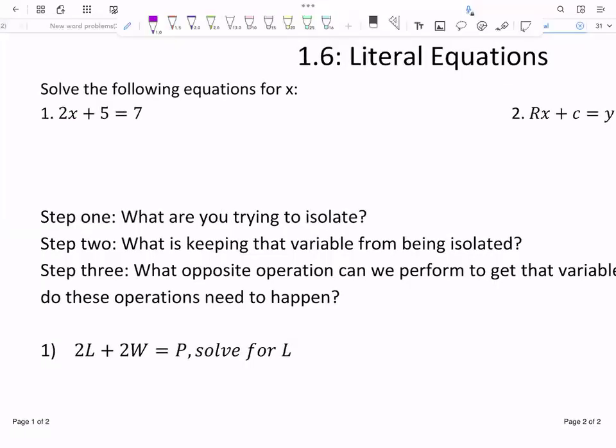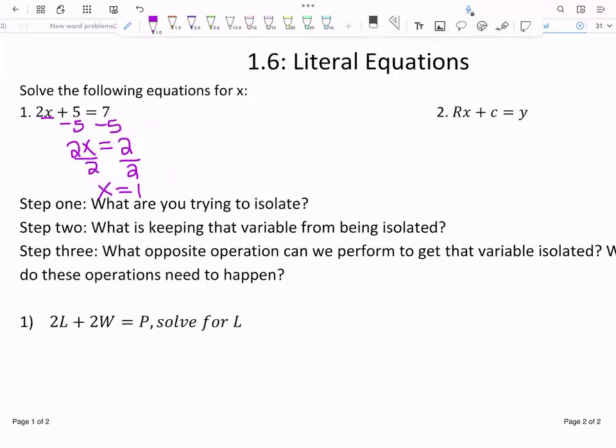And this one only has one variable, it's just x. So we're going to add or subtract first. So in this case, we need to subtract 5. So we get 2x equals 2. And then we're going to divide by 2. So x equals 1. Right?